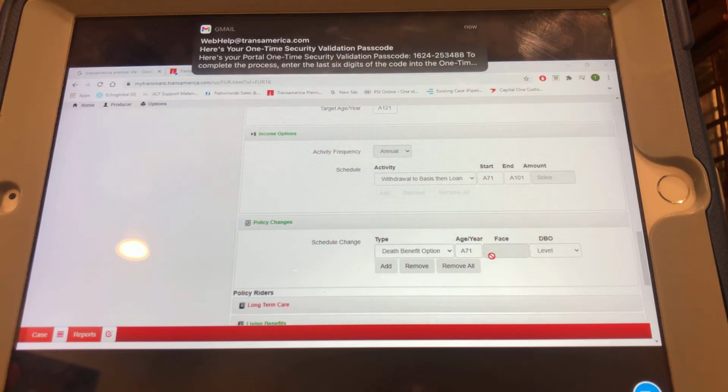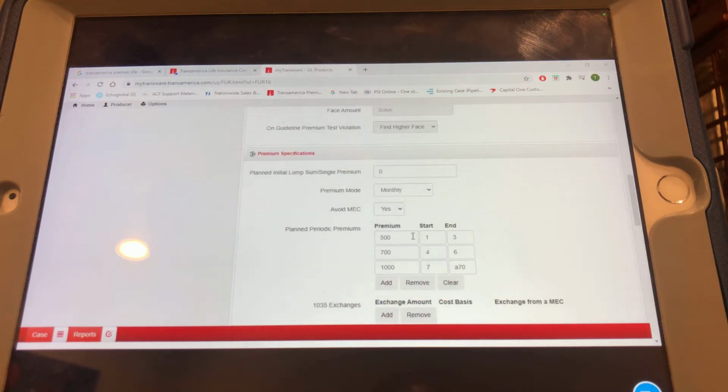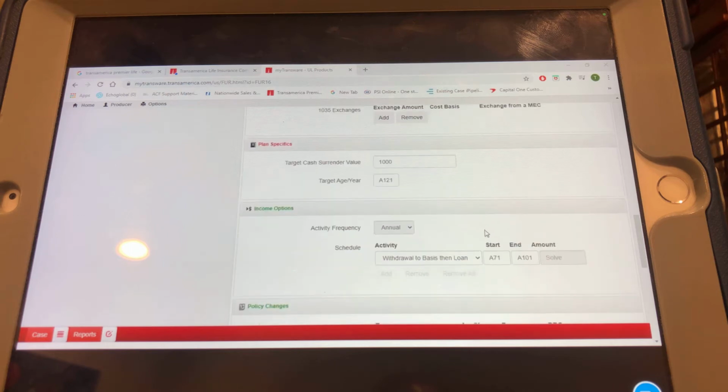If you want it to be the year, like I did up here when it came to them putting in money, 1 to 3 years, they put in 500. If I want it to be from the first year until age, like I did here, age 70, then I did it like that. Everybody copy? We good? Yep. Perfect.